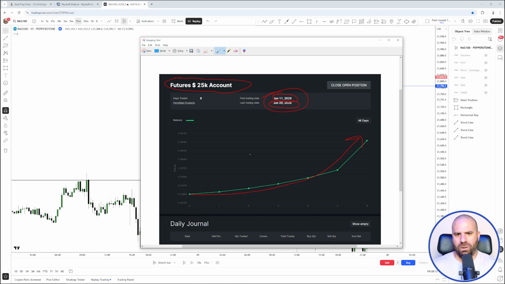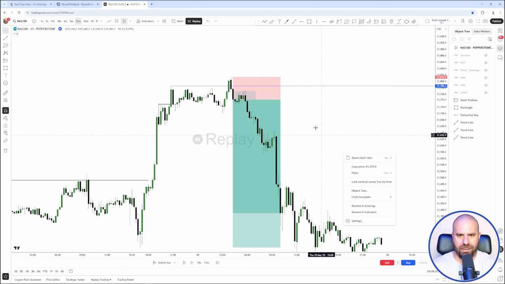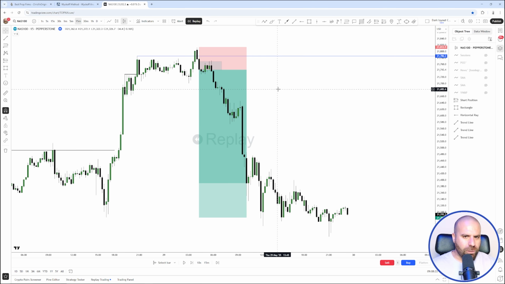Now, this money, of course, is withdrawable here. This is one of the accounts, and I also have a personal account that I have started trading with 0 losses until now.